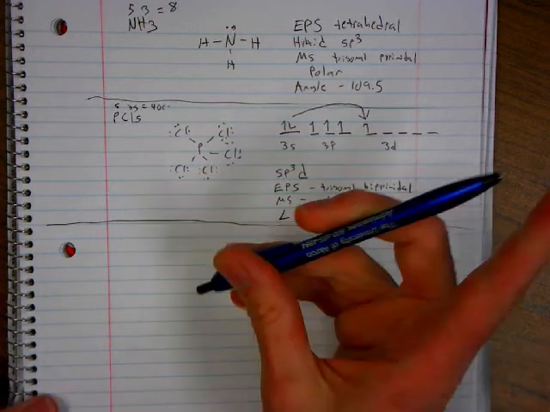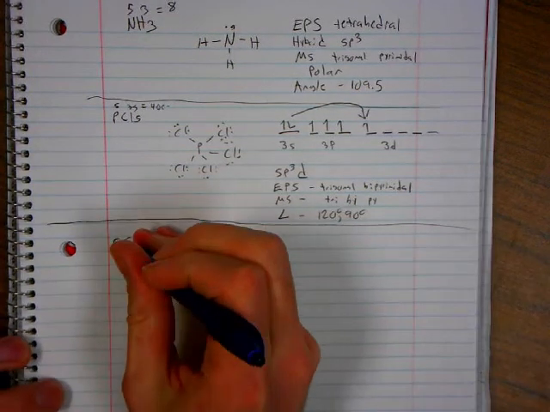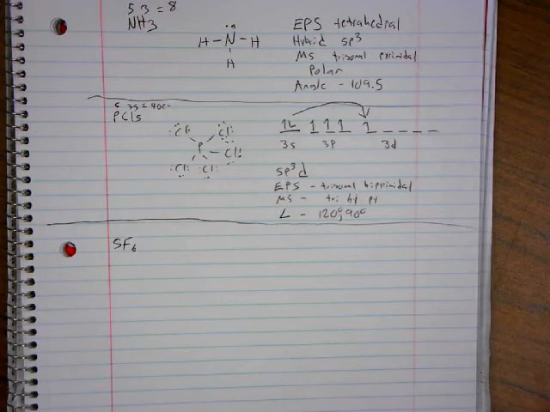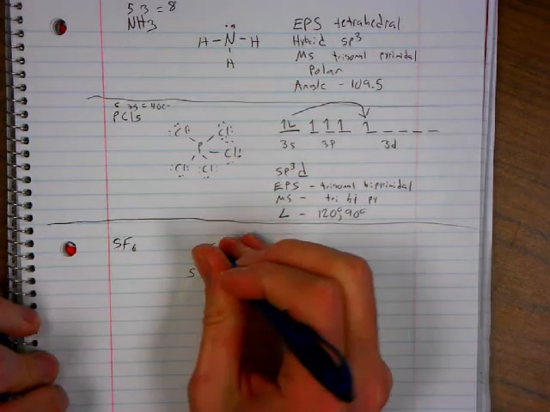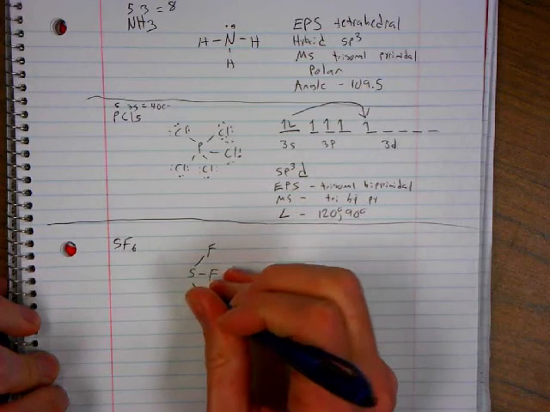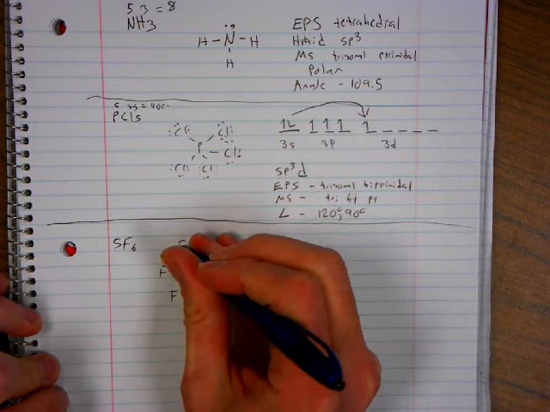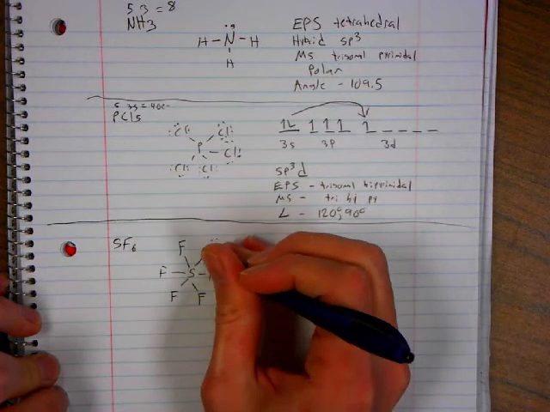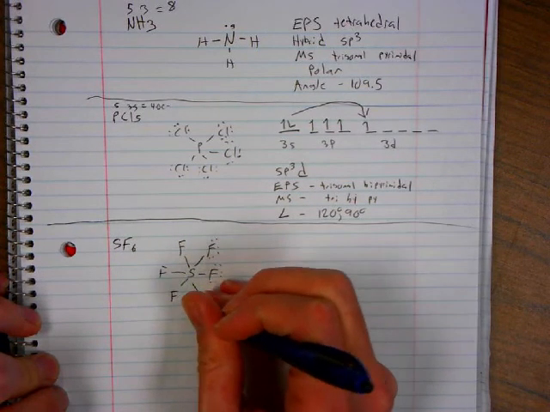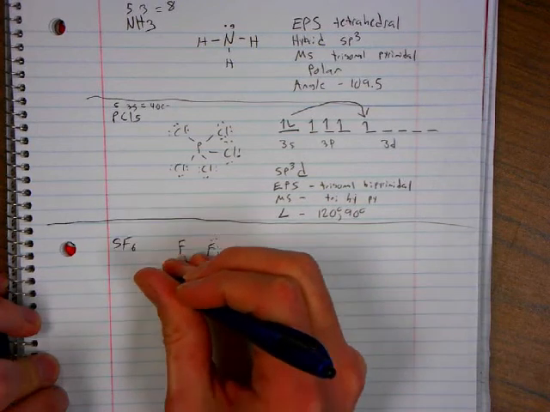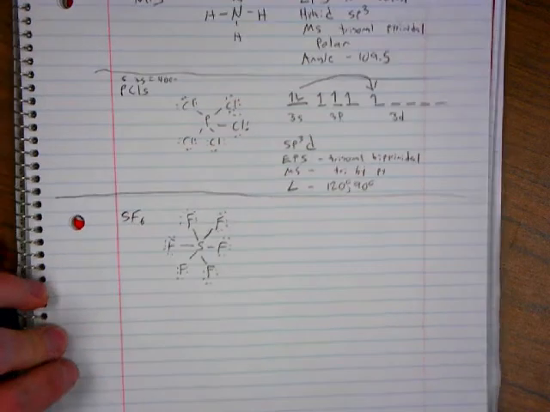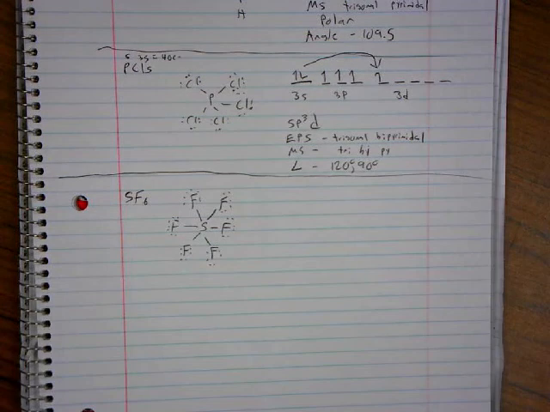So next we're going to do SF6. Sulfur, well, there's nothing super special about this. It's basically sulfur with six fluorines attached, and each fluorine has three lone pairs. So that's the Lewis dot structure of SF6.